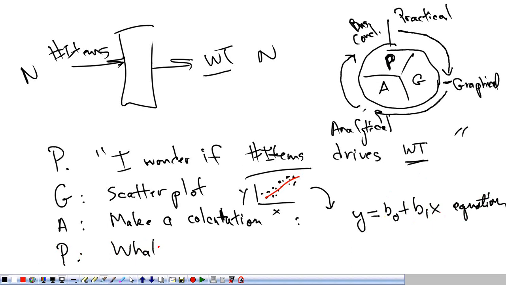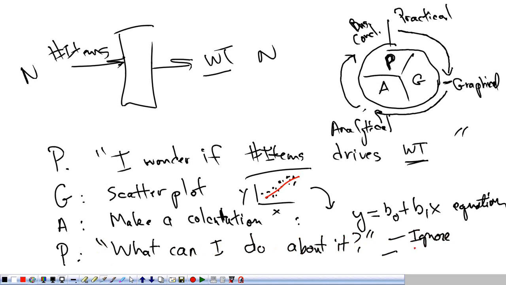What can I do about it? And this is usually one of three things. Ignore, the old do nothing. Second is further investigate. And the third is take action now. All right? So that's it.